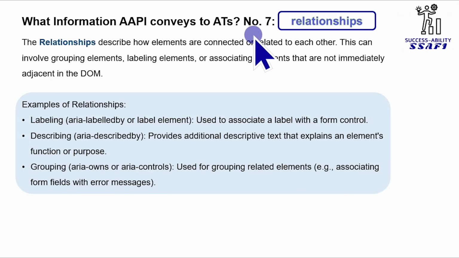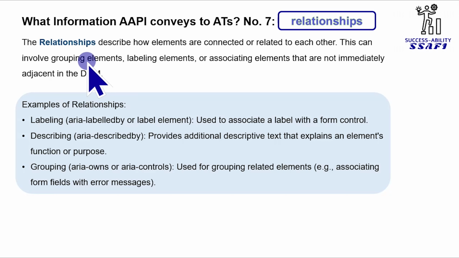The seventh piece of metadata that the Accessibility API conveys to assistive technology is relationships. The relationships describe how elements are connected or related to each other. It could be grouping elements, labeling elements, or associating elements that are not immediately adjacent in the DOM. Okay, let's unpack this. For grouping elements, let's consider a group of radio buttons. For example, for a single day booking, there are 7 days of a week in radio button format, and you're able to book only one of the radio buttons. So the relationship between this group of elements is important.